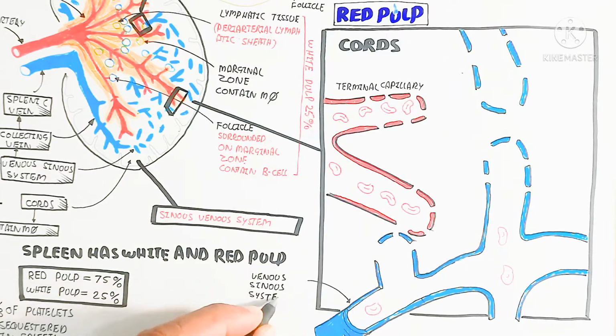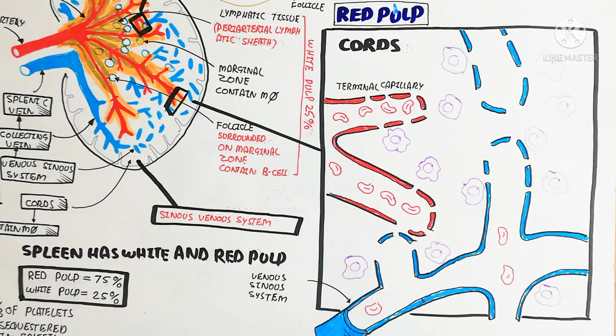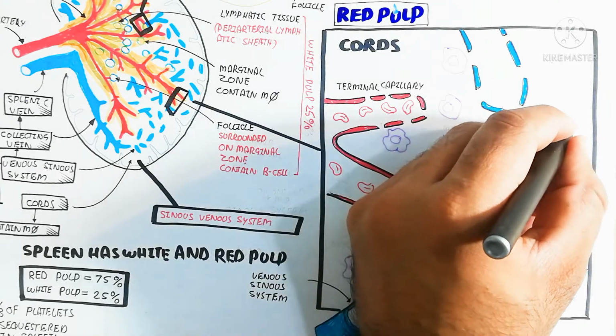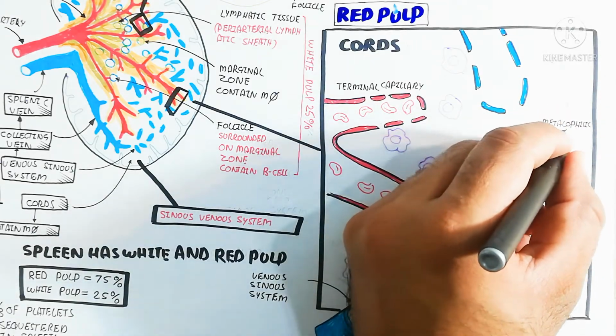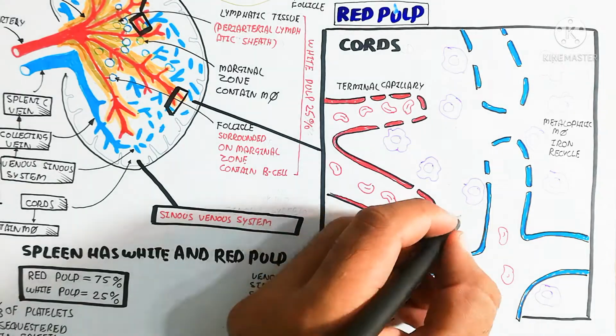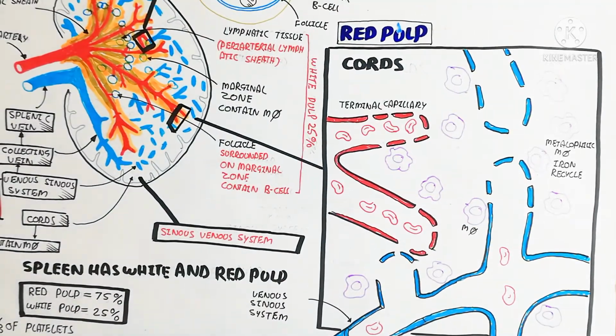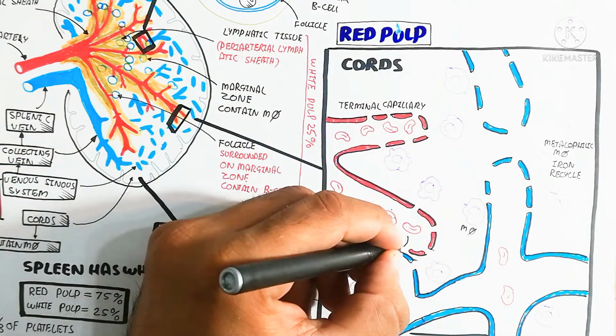Here you can see the venous sinus system. This venous sinus system is used for the filtration of the red blood cell. This filtration of the red blood cell we will discuss also. So here is the metallophilic macrophage. It is used for the iron recycle.